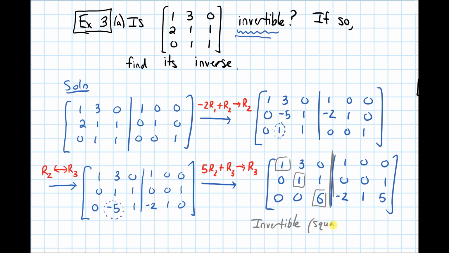It's square, and there are pivots in each column and row. Remember, if my matrix is square and there are pivots in each column, there are also pivots in each row, and vice versa. Okay, so I've answered the first part. It is invertible. Next, if it is invertible, keep going and find the inverse.